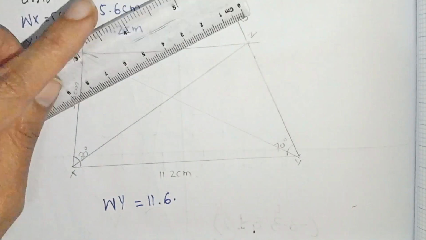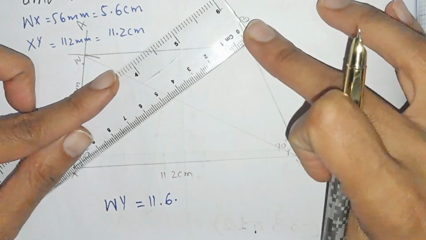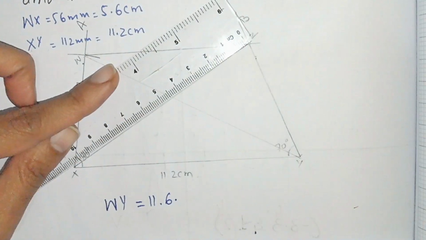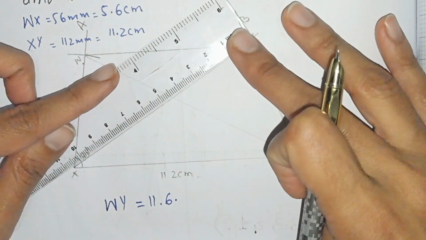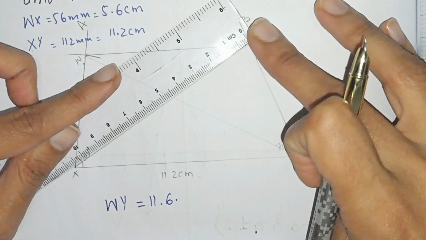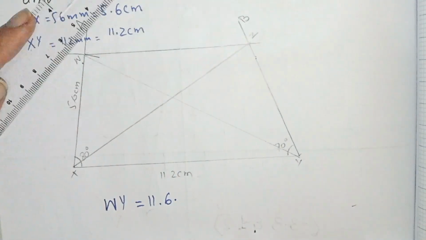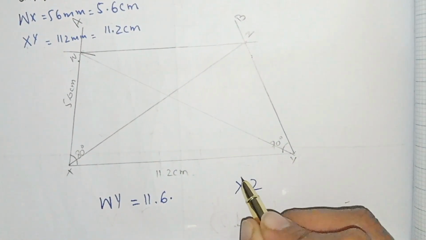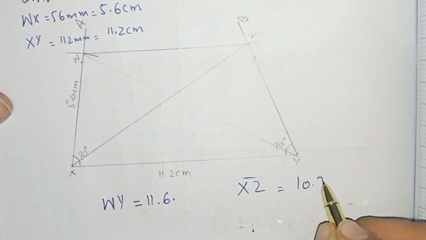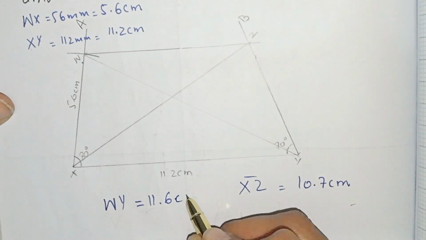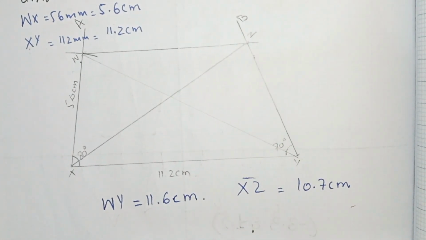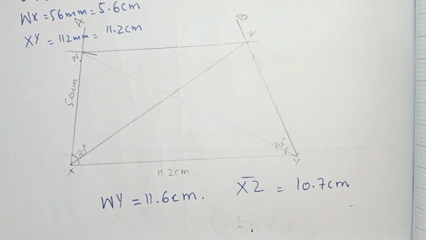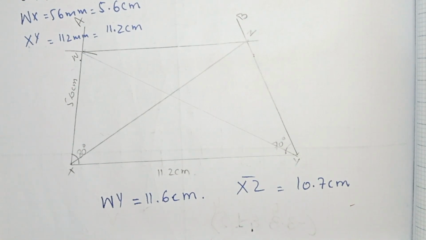Now we measure XZ, and this is equal to 10.7. XZ is equal to 10.7 centimeter. And now, students, this question is solved. Now we have to write the points of construction. It's very simple to write. What you have to do, you have to write in your own words.